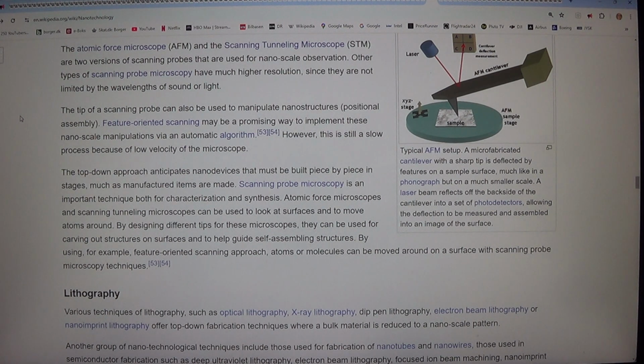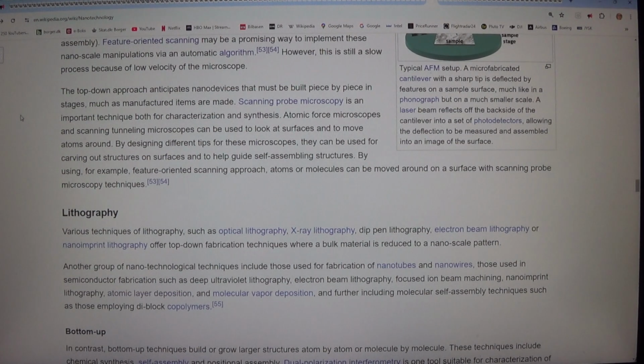Positional assembly. Feature-oriented scanning may be a promising way to implement these nanoscale manipulations via an automatic algorithm. However, this is still a slow process because of the low velocity of the microscope. The top-down approach anticipates nanodevices that must be built piece by piece in stages, much as manufactured items are made. Scanning probe microscopy is an important technique both for characterization and synthesis.